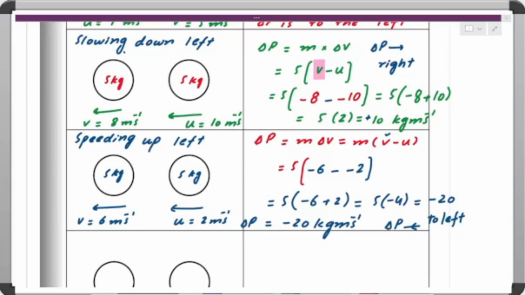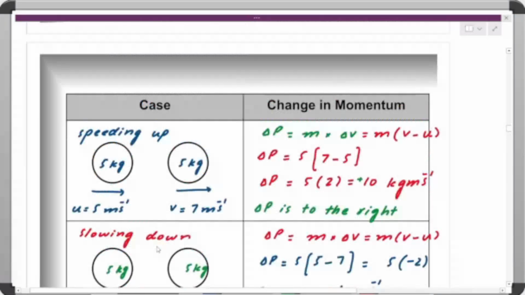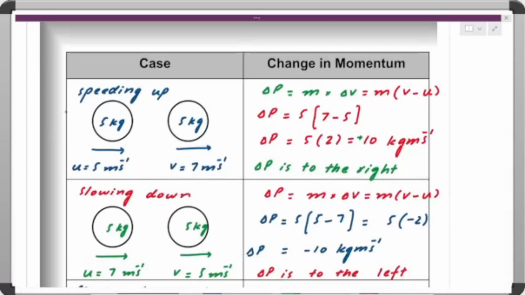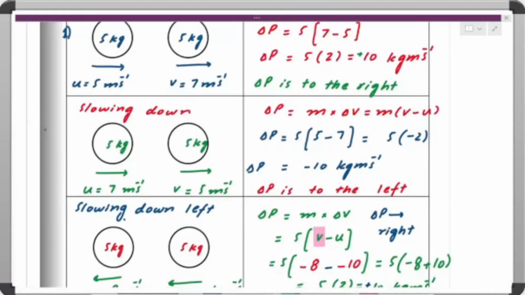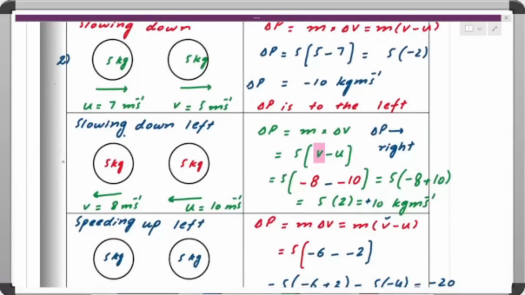You see, in some of the cases, if I consider the first case, in the first case, the momentum was initially towards the right side, and the change in momentum was also towards the right side. Agree? Okay. Let me scroll down to the next one. So in this example, the momentum was towards the right side, but the change in momentum was towards the left side. Okay, let's consider this third example.